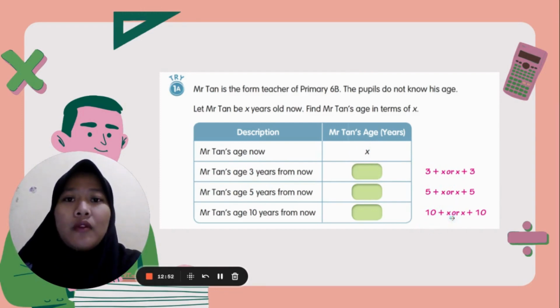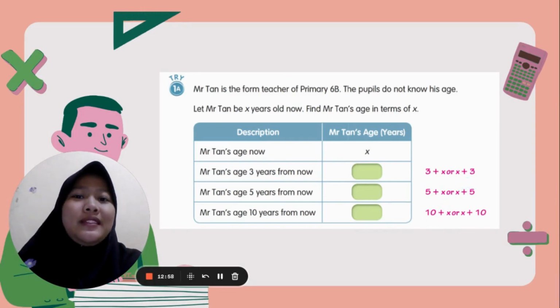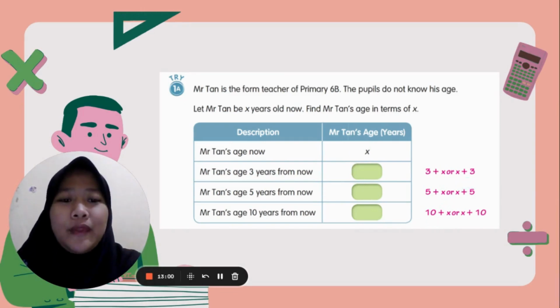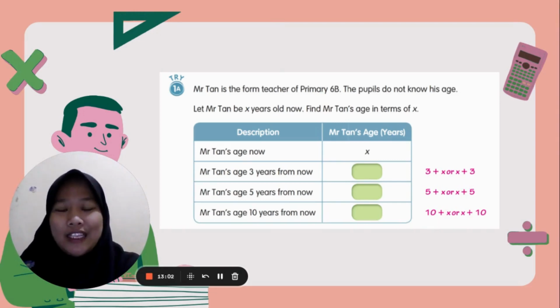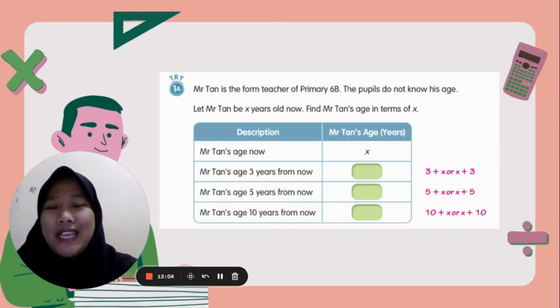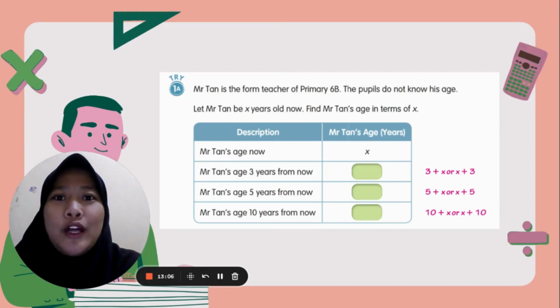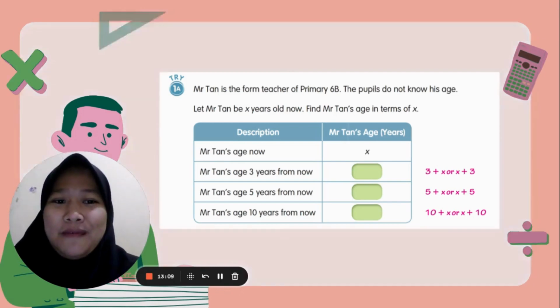Or you can write it the other way. The x written first is fine because it will give you the same expression at the end. Okay, if you get the correct answers, you can put a tick beside your answers. Now, let's move on to Try 1B.